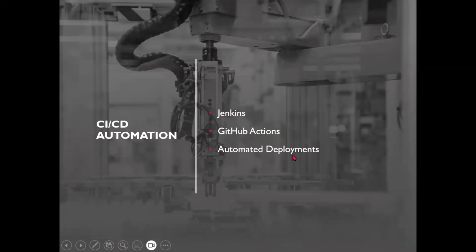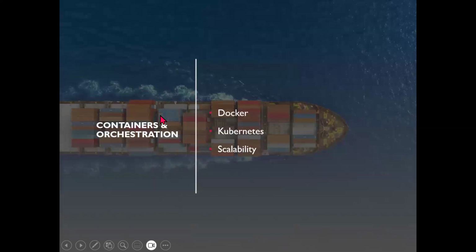And then we get to CI/CD automation. Of course, there are different automation tools or platforms. We have Jenkins, GitHub Actions, and automated deployment. This is the must-have skill on your resume. There's no way you can be a DevOps engineer without having an excellent mastery of CI/CD automation. And that has to do with studying technologies like Jenkins, GitHub Actions, and automated deployments.